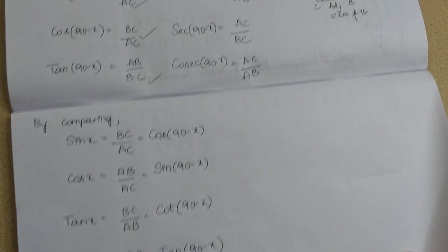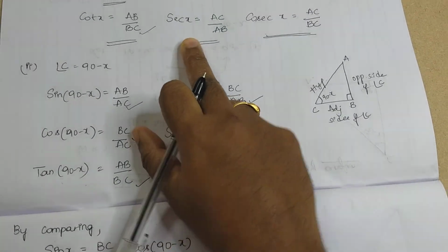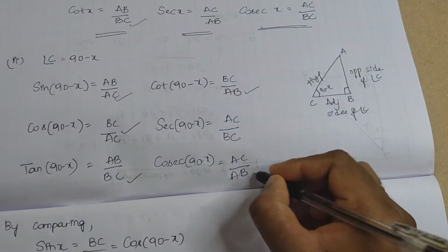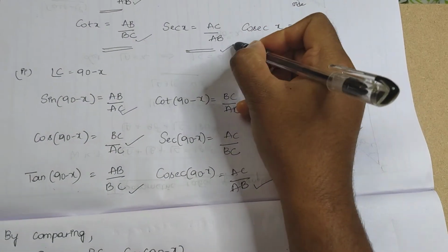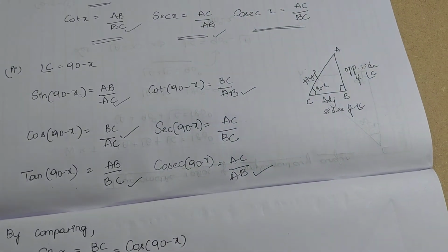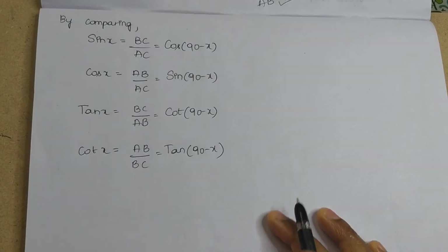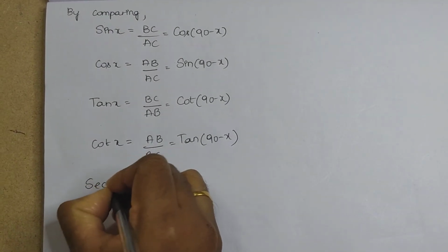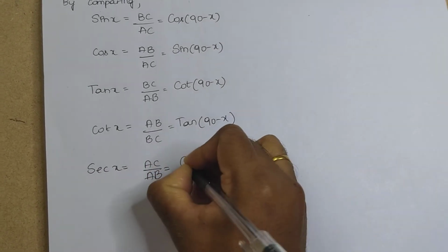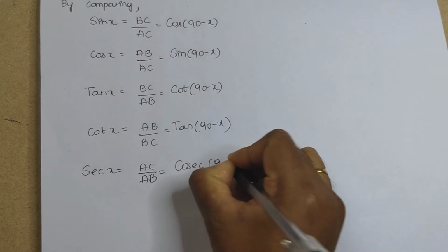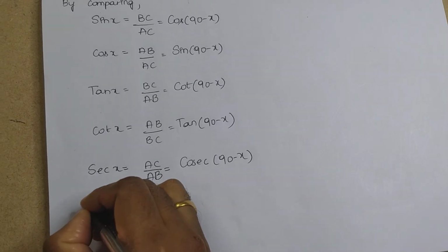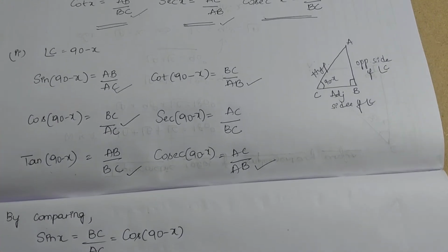After cot, what is there here in case 1? Secant x, that is AC by AB. Where do we get AC by AB here? Correct? Secant x equals AC by AB equals cosecant of 90 minus x. Let's write the same thing now. Secant x equals AC by AB equals cosecant of 90 minus x. Correct? Secant is done.